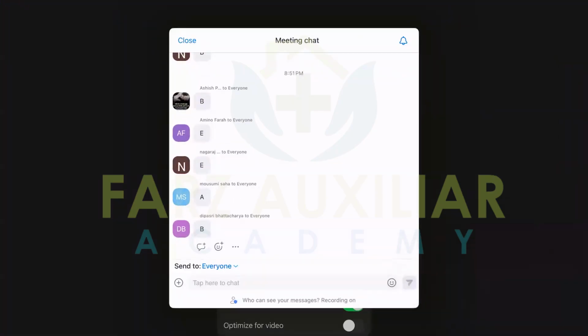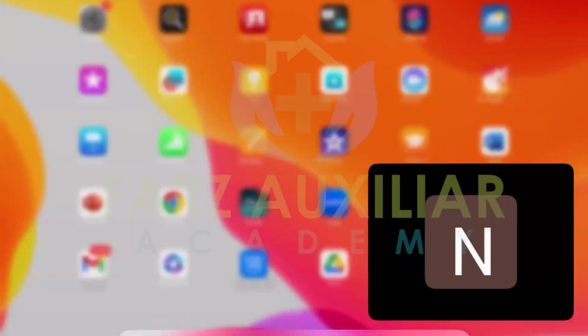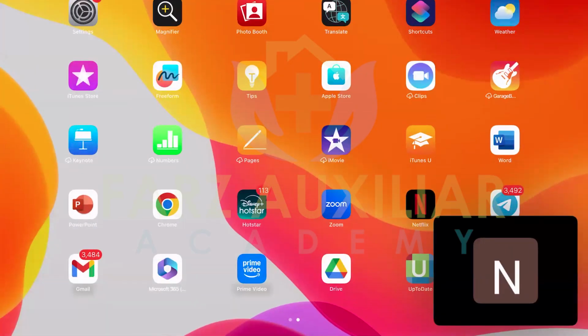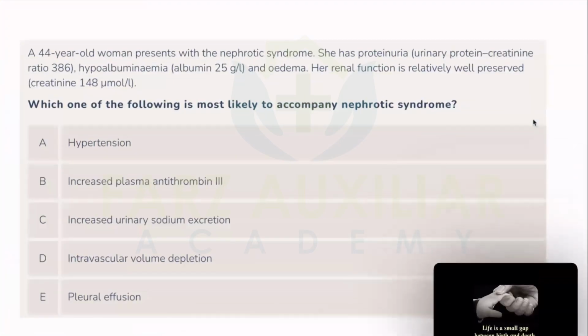Intravascular volume depletion also. Sir, what's the answer? Pleural effusion. Don't worry, I'm telling you. Nephrotic syndrome, they are asking what is the most likely to accompany nephrotic syndrome. Pleural effusion, but the nephrotic syndrome is not that common, right? Obviously, with excess fluid overload, ultimately pleural effusion is there. Nobody went for the right answer.